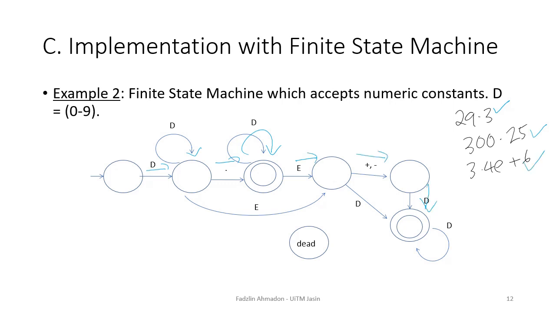3.4e plus 6. This is also accepted. Therefore, all these three are valid numeric constants.